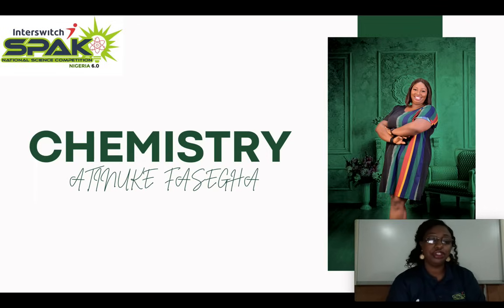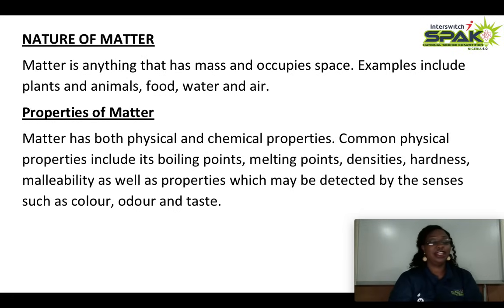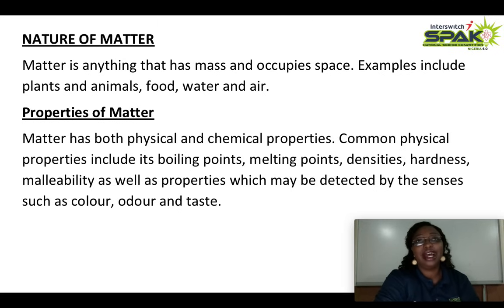I'll be your chemistry tutor and we'll be looking at the nature of matter. Now, you already know what matter is. Matter is anything that has mass and occupies space, and we have a lot of examples of matter. You are matter, I'm matter, provided we are occupying space and we have mass. We are all matter. The person beside you is matter. The table you are sitting at, where you are putting your book, is matter.